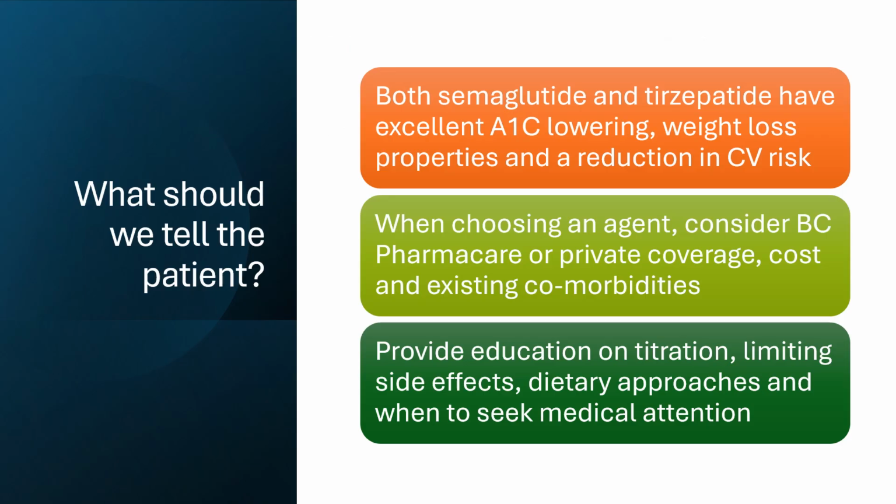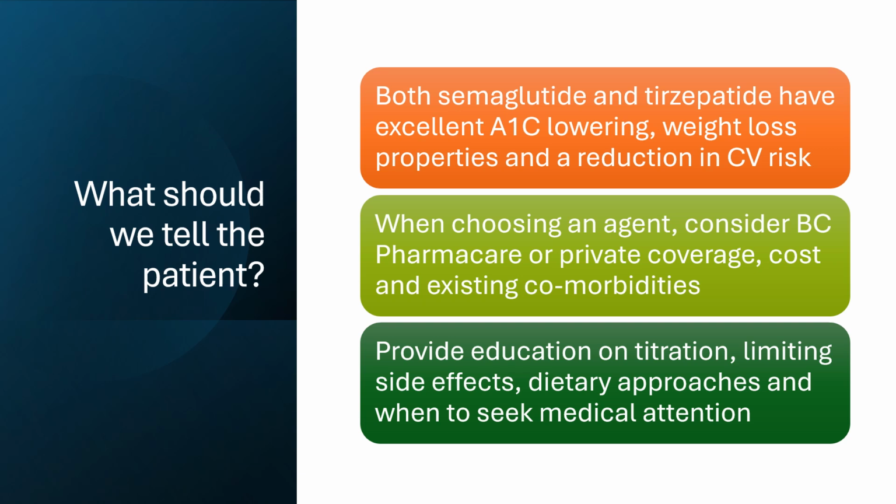Okay. So what do we tell the patient? Both semaglutide, Ozempic, and tirzepatide, Mounjaro, have excellent A1C lowering, weight loss properties, and a reduction in cardiovascular risk and renal risk. When you're choosing an agent, consider BC Pharmacare, private coverage, cost, and existing comorbidities. I do know that some of the companies are coming out with patient assistance programs where they pay less for it, and of course we pay less for this in Canada than they do in the States as well.